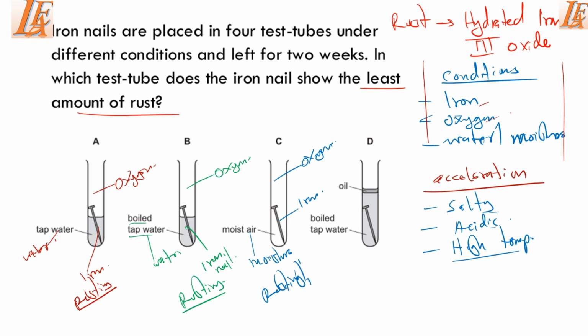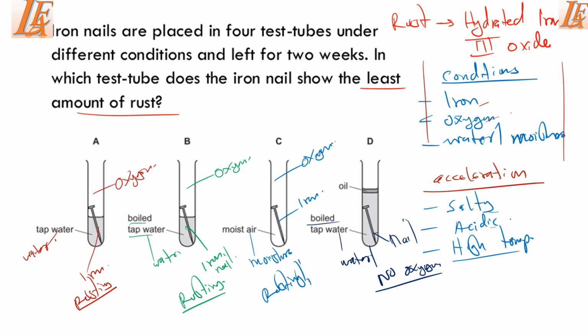Then now the last one, we have an iron nail. So we have one condition for rusting. Then we have water, not tap water but boiled water. Now it's boiled, it means there's no oxygen in it. So in this case, no oxygen, because when water is boiled, oxygen will move out.